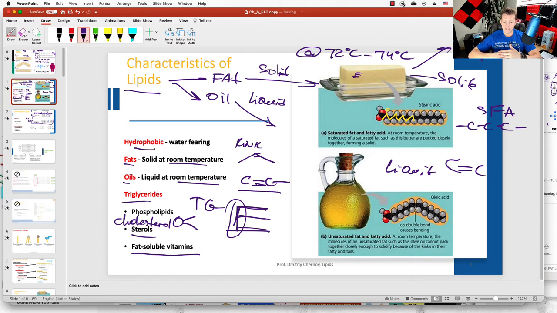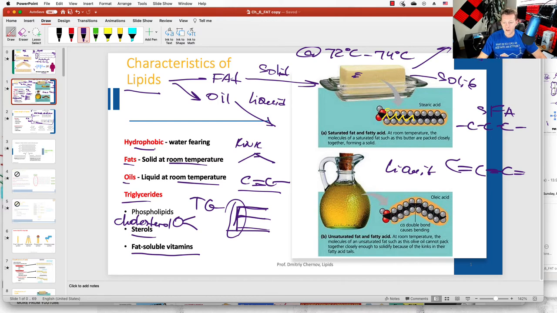If there is a double bond, at least one, that will give a kink, it means that molecules of fats cannot pack neatly one close to one another, right? So it is really hard to stay near each other. So that's why that will give a liquid form in organic chemistry. So if there are more than two double bonds, then that particular oil would be more liquidish. It will take more negative temperature to make this oil solidify.